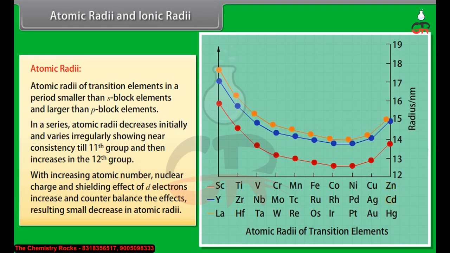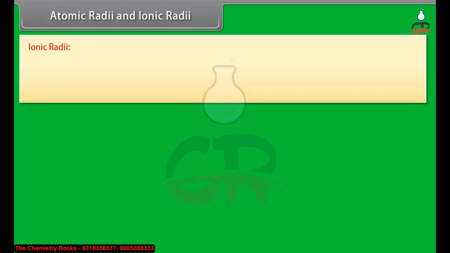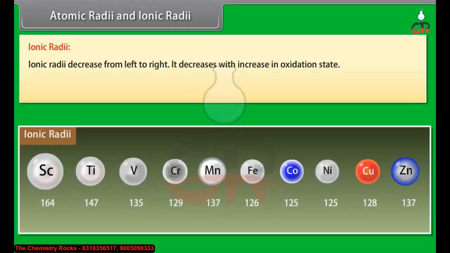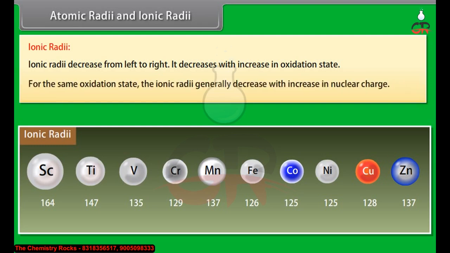In zinc, cadmium and mercury, there is an increase in atomic radii due to electron repulsion, which exceeds the nucleus' outermost shell attraction. Ionic radii. Ionic radii decrease from left to right. It decreases with increase in oxidation state. For the same oxidation state, the ionic radii generally decrease with increase in nuclear charge.